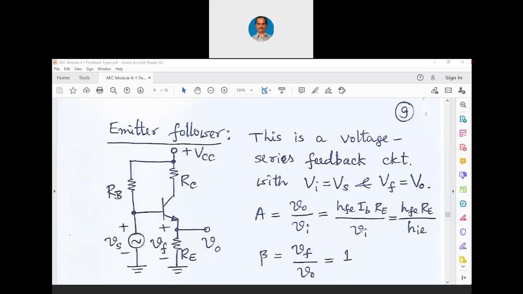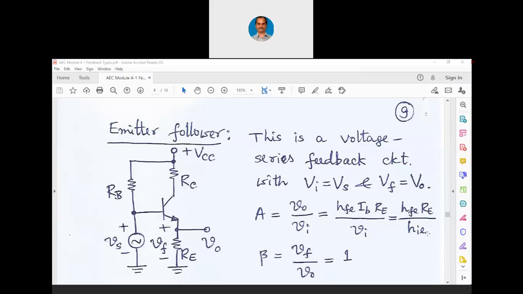And we have Vi here. Now, what is that IB by Vi? Vi by IB is nothing but HIE, the input impedance with respect to the hybrid parameters. Vi by IB, input voltage divided by input current itself, is HIE. So IB by Vi is going to come at the denominator. That means the gain of this particular amplifier is HFE into capital RE divided by HIE.